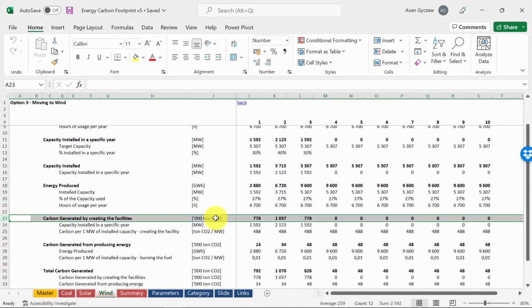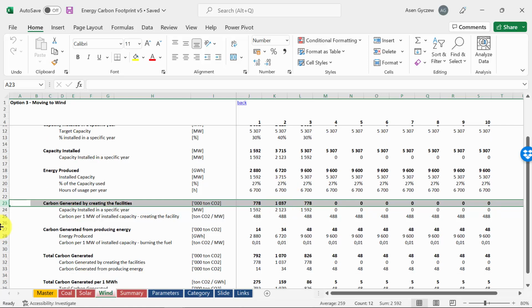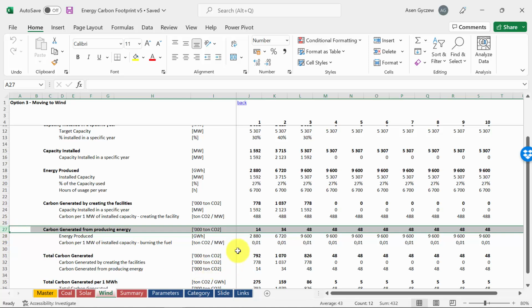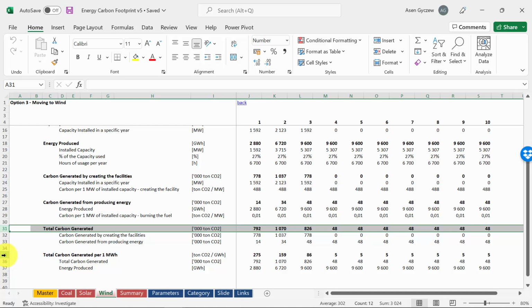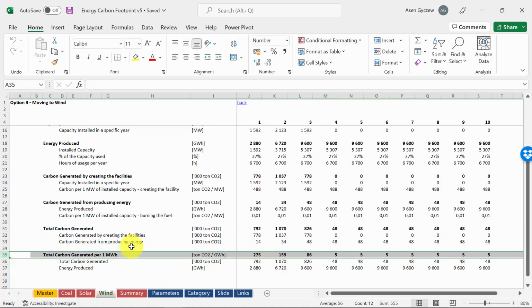Now, when it comes to carbon due to the creation of the facilities, so the wind farms, it will be below 800,000 tons in years 1 and 3 and around 1 million tons in year 2. As in the case of the solar, we assume very low carbon from producing the energy. At the peak, it will be 48,000 tons of CO2 per year. And again, we can calculate the total carbon generated and carbon generated per 1 megawatt hour of energy produced.